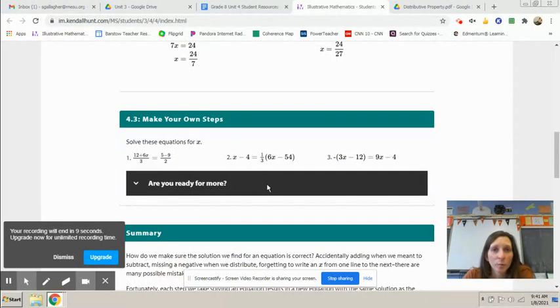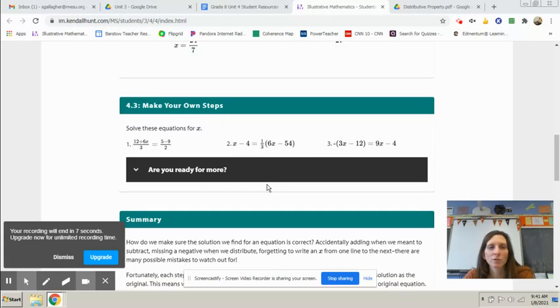We're skipping problem 4.3. You can go over to Google Classroom now and access your cool down and hand that in.